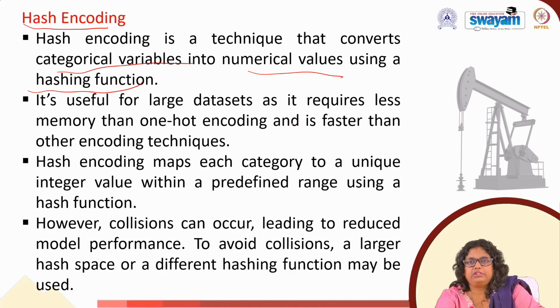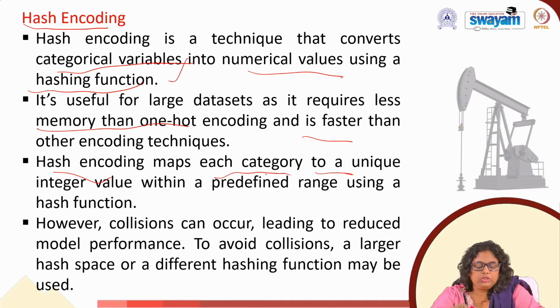So what we have seen here. Okay, in the hashing encoding, in this technique, the conversion of a categorical variable into numerical values is done using a hash function. So it is useful for large data sets as it requires less memory than the one hot encoding, and it is faster than the other encoding techniques. So hash encoding maps each category to a unique integer value within a predefined range using a hash function.